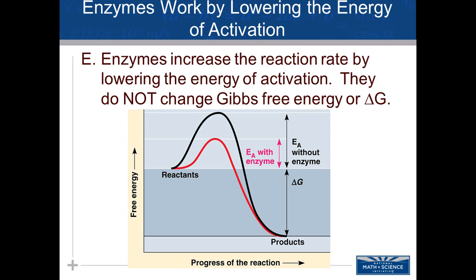So how do enzymes work? Well, enzymes work by decreasing the energy of activation needed. They do not change the Gibbs free energy of the reaction. So here's the energy of the reactants. Here's the energy of the products. The difference in the two is delta G, or a change in their free energy. And you'll notice it doesn't matter if with the enzyme or without the enzyme, delta G stays the same.